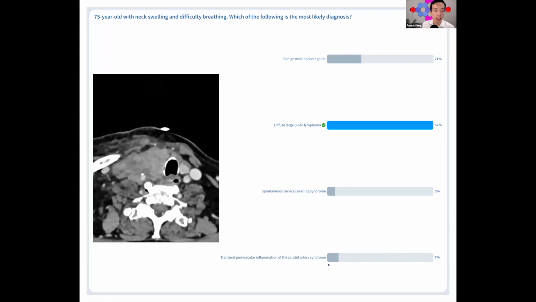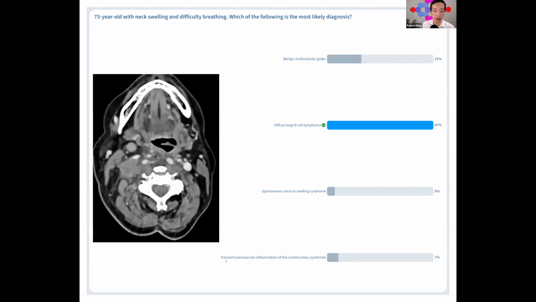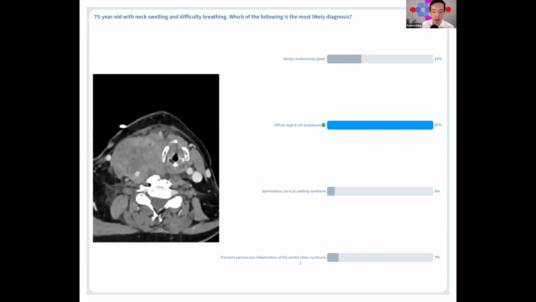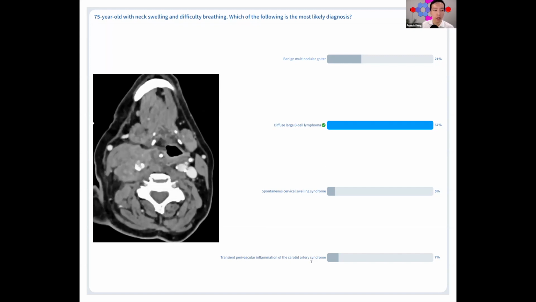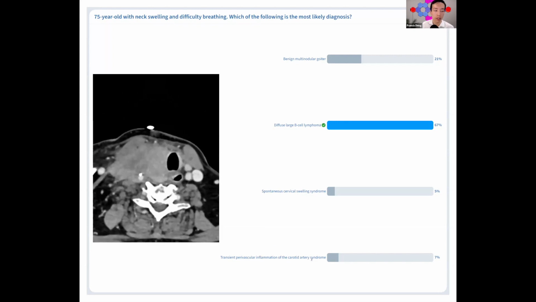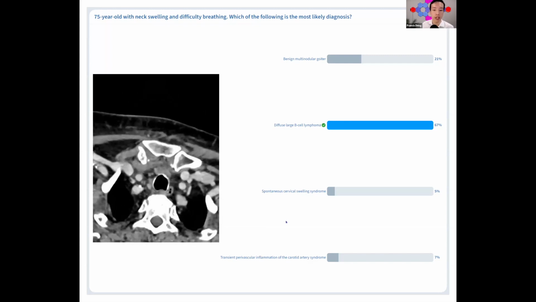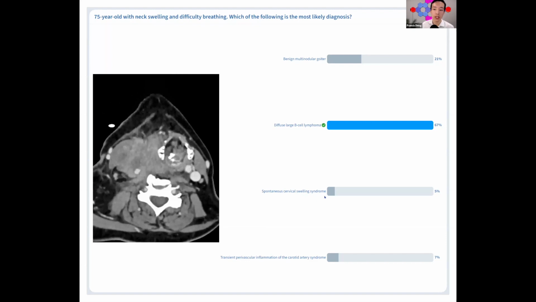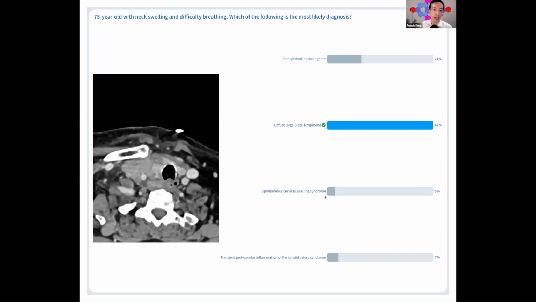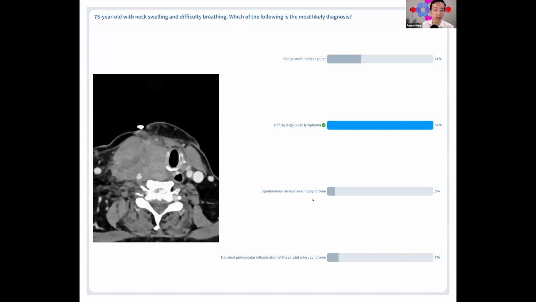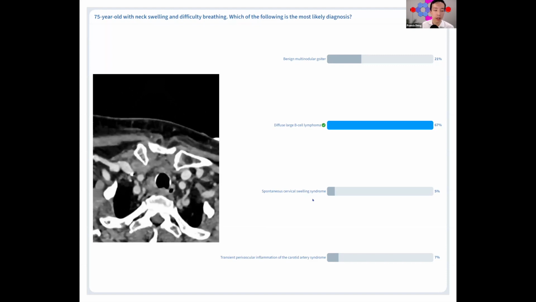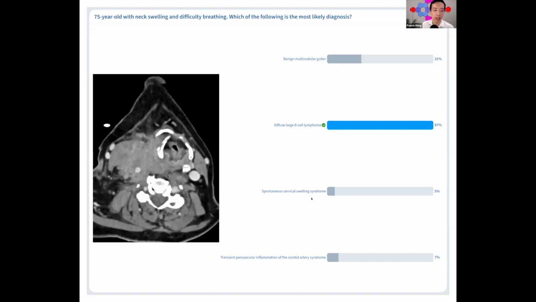And the other things that were distractors here are not correct. So transient perivascular inflammation of the carotid artery syndrome, or TIPIC syndrome, would appear as a thickening of the wall of the carotid artery, but it would not be this thick. It would be a couple millimeters thick. And then spontaneous cervical swelling syndrome is simply an edema of the fat of the lower neck, typically on the left side, hypothesized to be due to leakage from the thoracic duct.